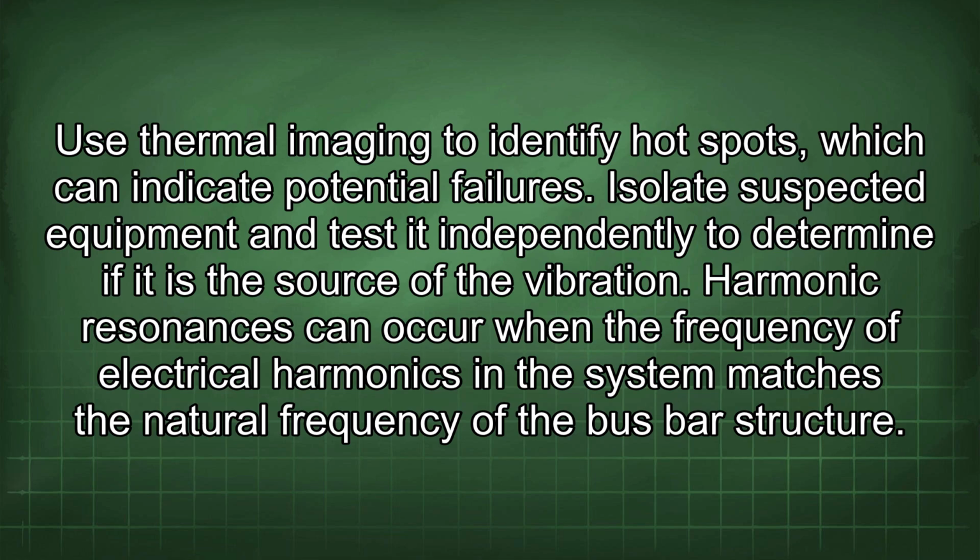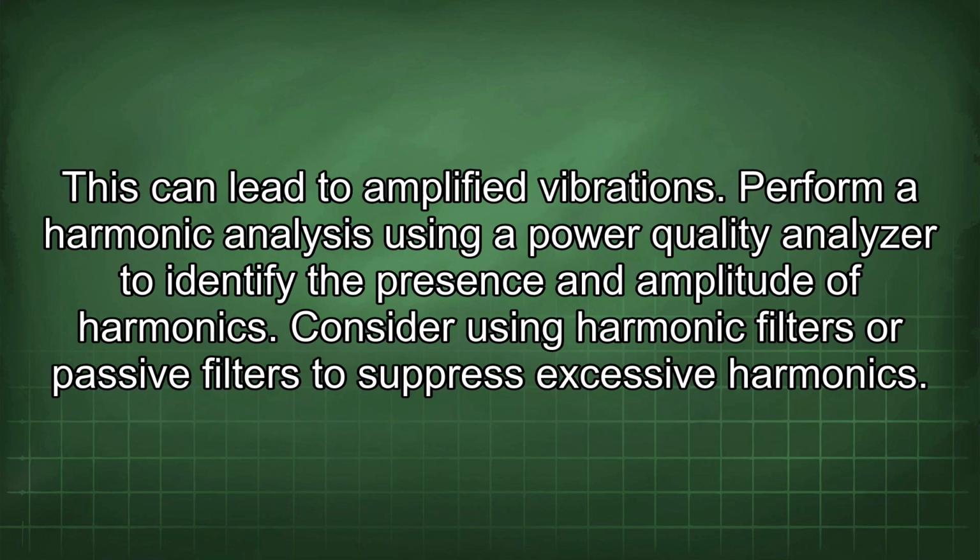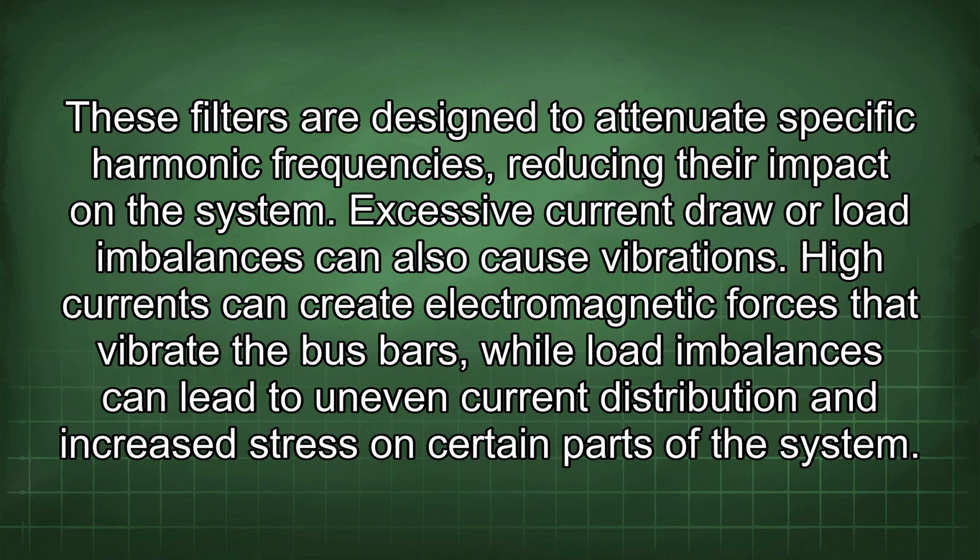Harmonic resonances can occur when the frequency of electrical harmonics in the system matches the natural frequency of the bus bar structure. This can lead to amplified vibrations. Perform a harmonic analysis using a power quality analyzer to identify the presence and amplitude of harmonics. Consider using harmonic filters or passive filters to suppress excessive harmonics. These filters are designed to attenuate specific harmonic frequencies, reducing their impact on the system.